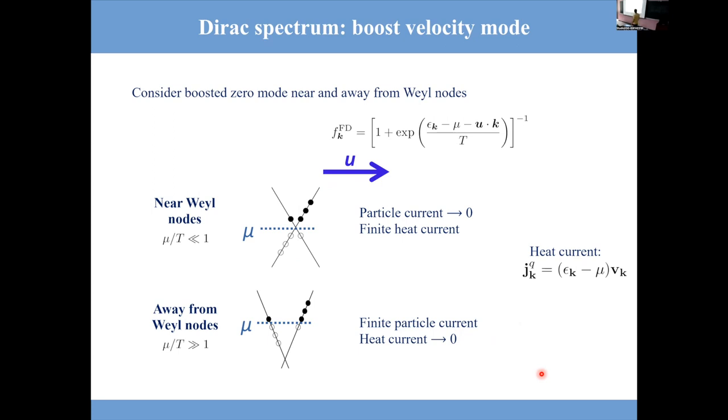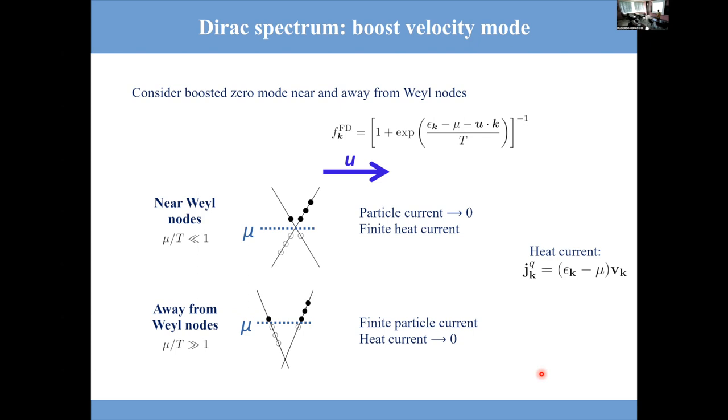So I'm plotting here, by black dots, electrons above the Fermi surface and, by white dots, holes that are created below the Fermi surface. So now I have three electrons above the Fermi surface that move to the right and three holes that move to the right. I have one electron that moves to the left and one hole that moves to the left. And this excitation is created by having an equilibrium distribution function and shifting it with a constant velocity to the right.